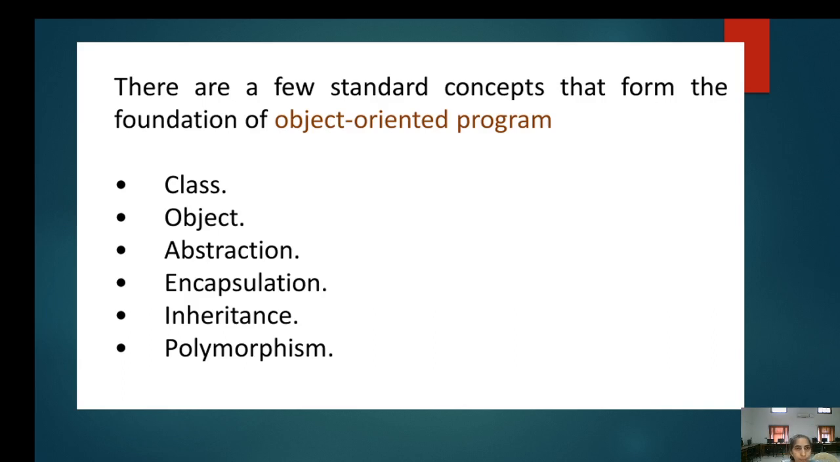Good morning students. So today we will discuss the various features of an object oriented programming approach. You can see I have listed some of the features of an object oriented program, like class, object, abstraction, encapsulation, inheritance and polymorphism. We have already discussed the difference between the structured programming approach and object oriented programming approach.